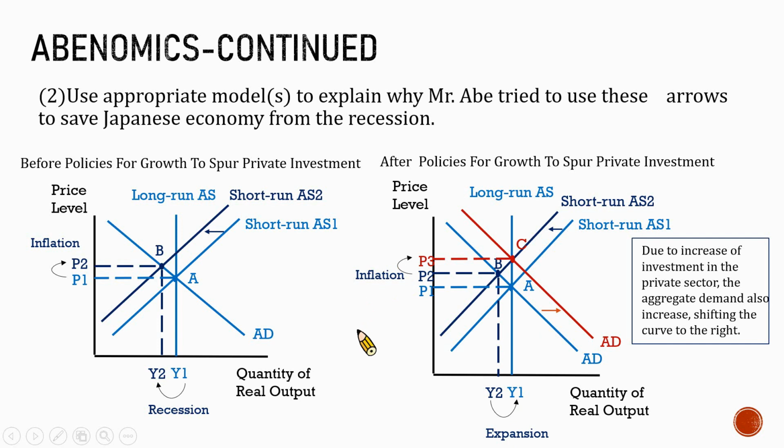And to sum up, these three policies also cause the aggregate demand curve to shift to the right, and the unemployment rate decreased. Japan's currency was inflated.